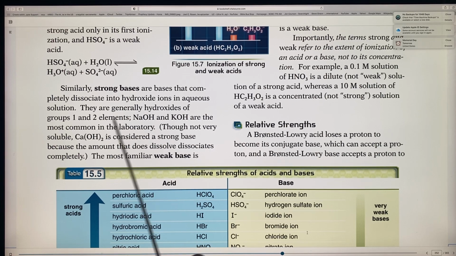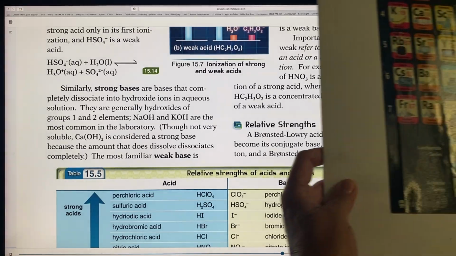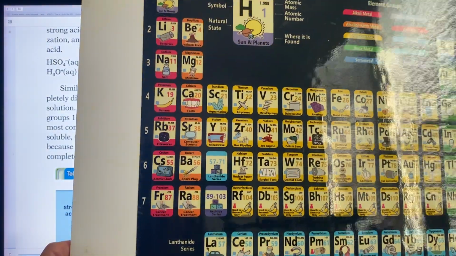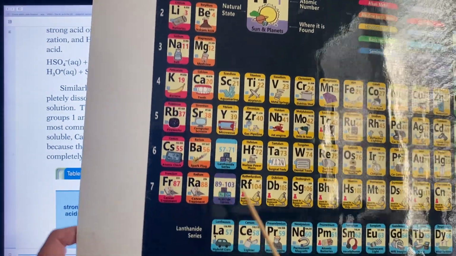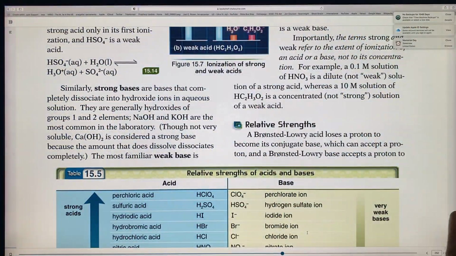OH means it's a base, right? So if you have sodium and potassium in this column and this column, they are going to be very strong bases, and they're going to go to completion. So those will be strong bases.